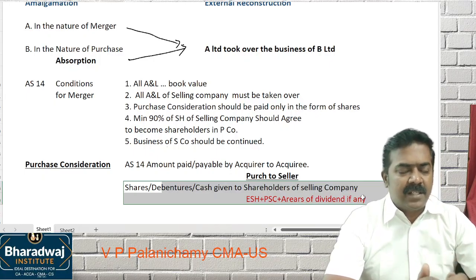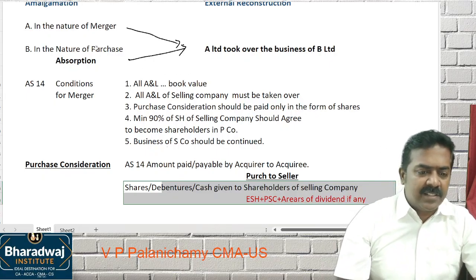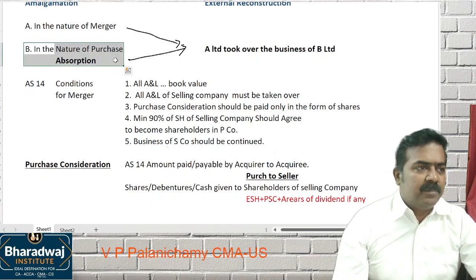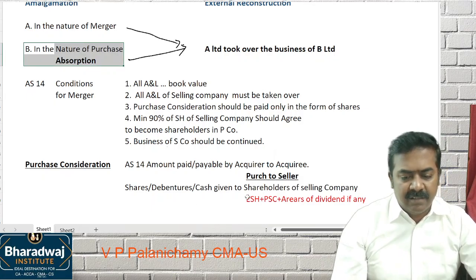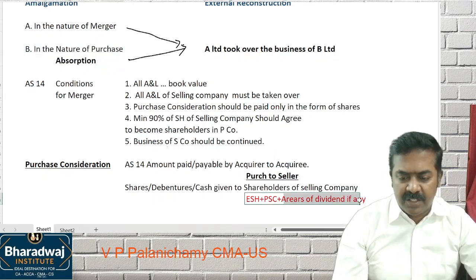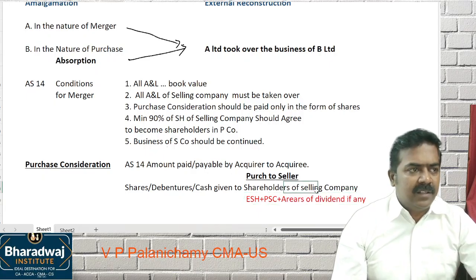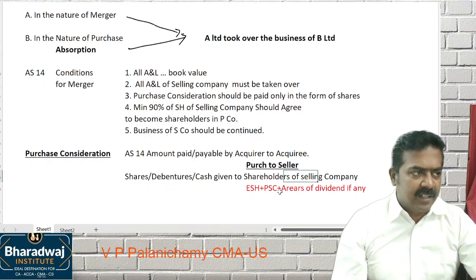For example, if purchase consideration is paid in the form of cash, then it will be called as the nature of which one? Purchase. Which one will you take? Whatever is paid to equity shareholders, preference shareholders, plus what? The arrears of dividend, if any, you can take it.